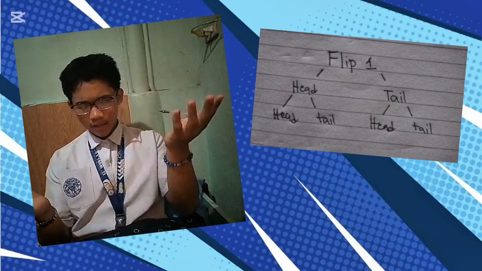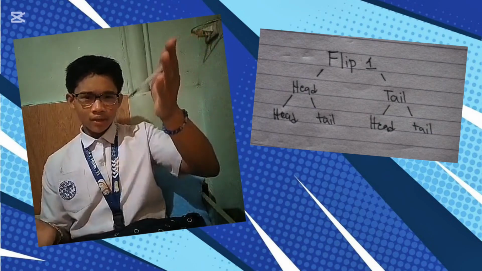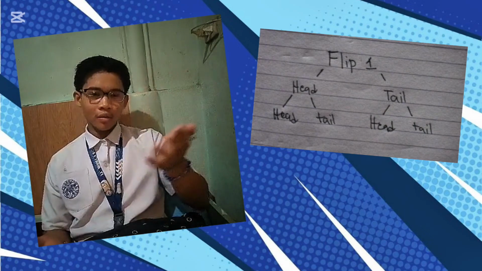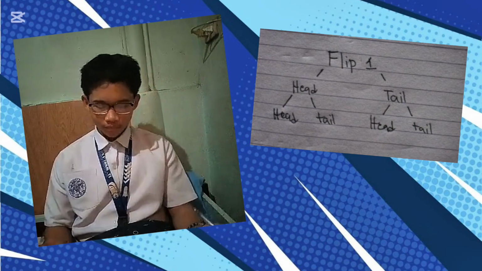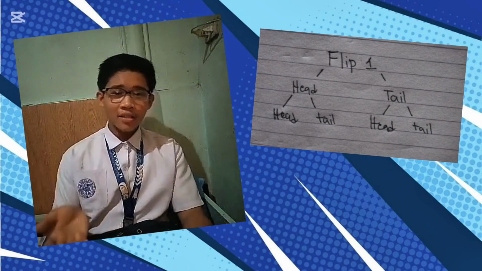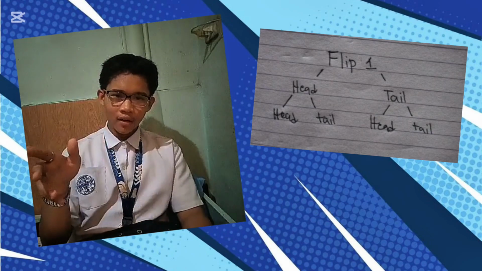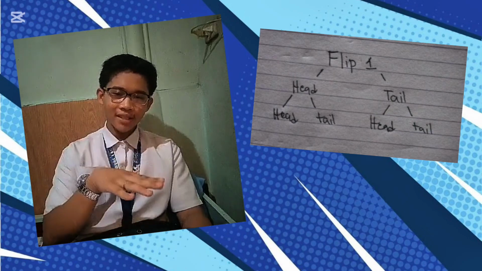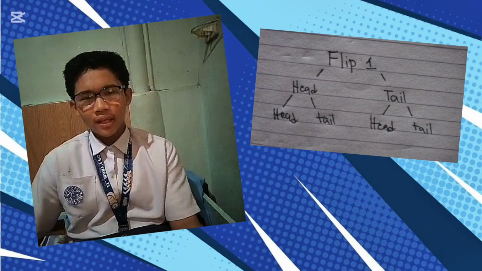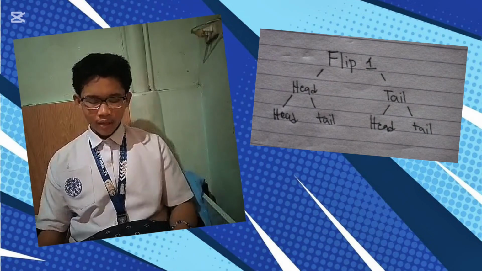For the tails, on the lower left of tails, you put head, and on the lower right of tails, you put tail. And on the left side, it will be heads, right? So put on the lower left side of head as head and the lower right side of head as tail. It's basically like that.